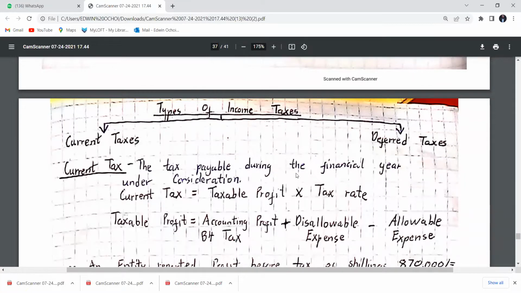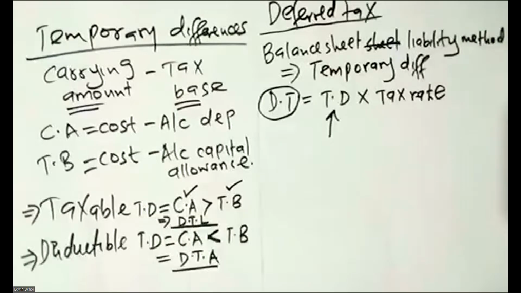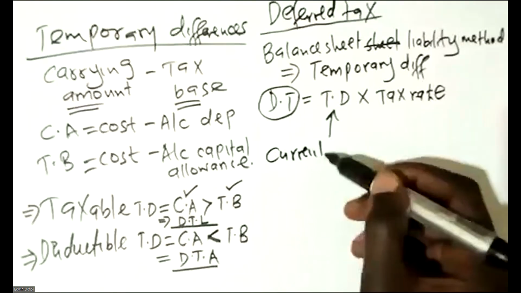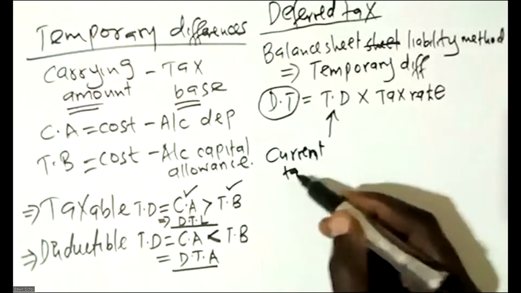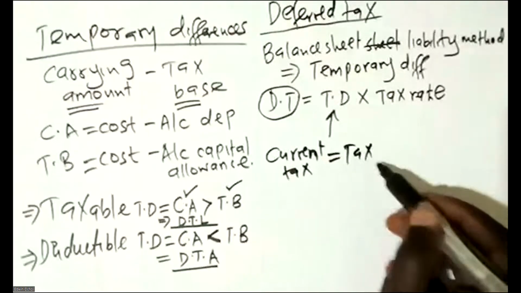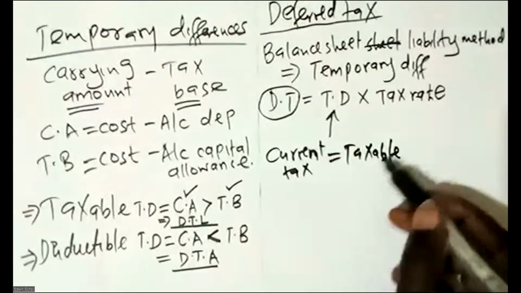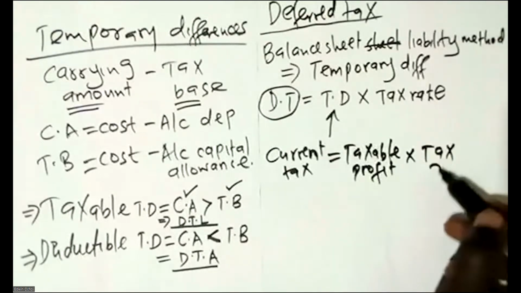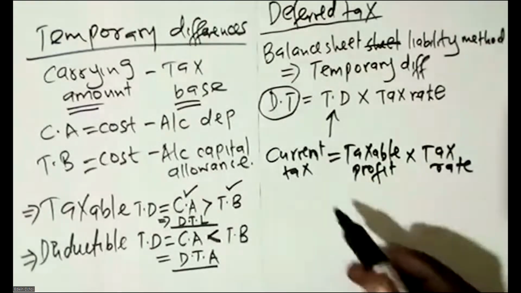So now we need to know the types of income taxes: the current tax and deferred tax. Starting from the current tax, it is all about the taxable profit. We always take the taxable profit times the tax rate.